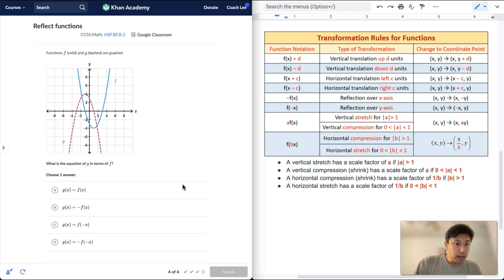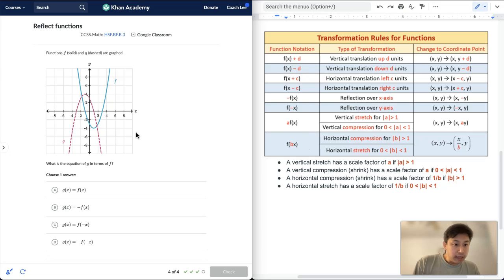Okay, last one. We have both functions graphed again. f solid, g dashed. So what's the equation of g in terms of f? We don't have the exact equation. I like these examples because we don't have the exact equation, but we can figure out in general what's happening, and it's still going to follow all these rules.